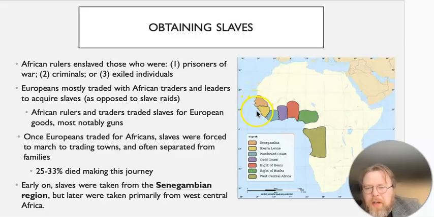Then it goes to Sierra Leone, the Windward Coast, the Gold Coast, and it gradually proceeds in an easterly direction, presumably because this area is obviously going to be closer for Europeans. But slowly but surely, some of the economic opportunities start drying up, and it's seen to be cheaper to trade further east and further south. Eventually, the West Central Africa region becomes the primary ground for kidnapping and transporting slaves.